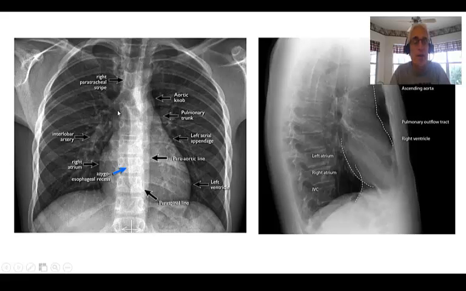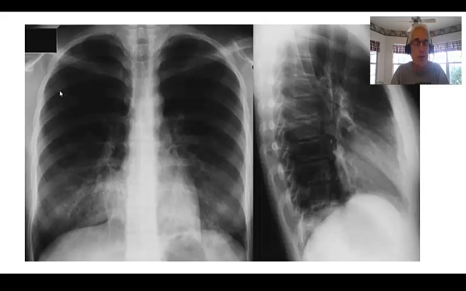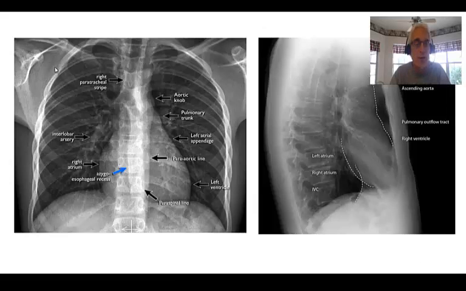H for the hilum. That's where you see the pulmonary vasculature. So there's pulmonary vessels, pulmonary markings. Look at that. That's a vessel end on. Has a nice homogeneous look to it. And then I is the interstitium. And that's the actual markings of the lung that go from the hilum out to the ribs.